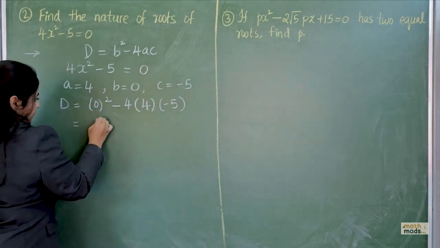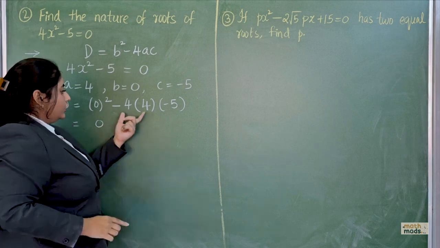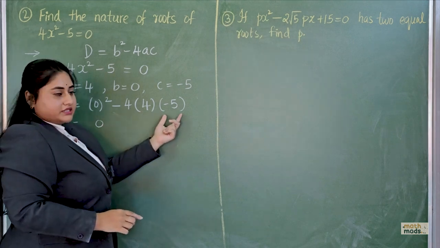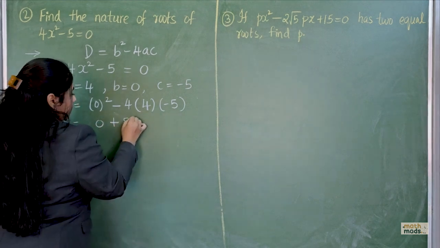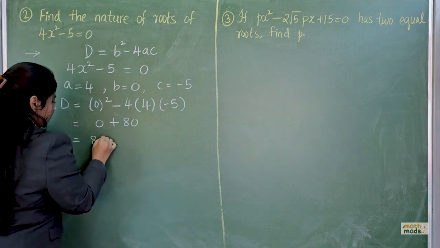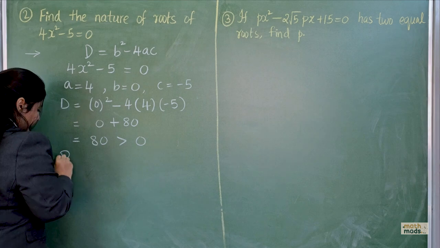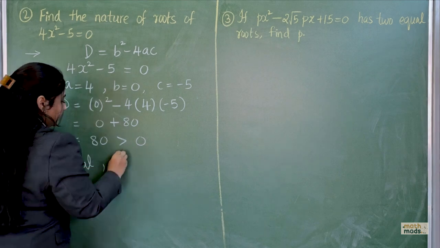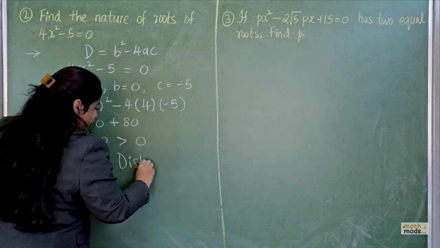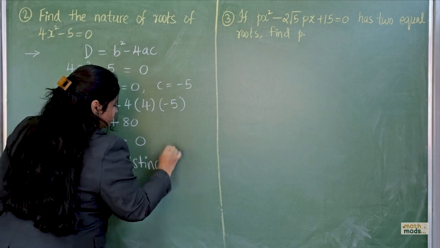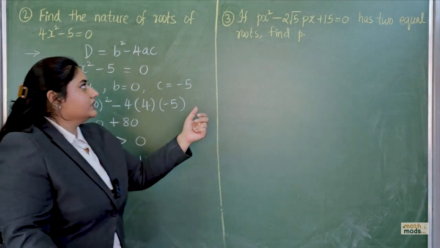Now what do you get? 0 minus 4 into 4 is minus 16, into minus 5, you get plus 80. So discriminant is 80. This is greater than 0. So definitely the roots will be real and they will be distinct. That's it. Let's look at the third one.